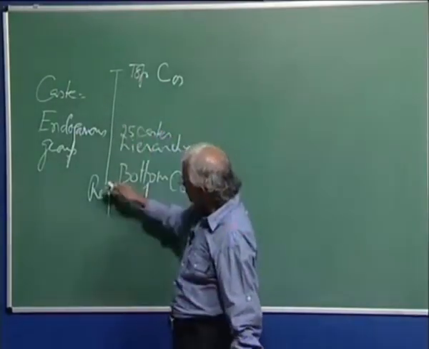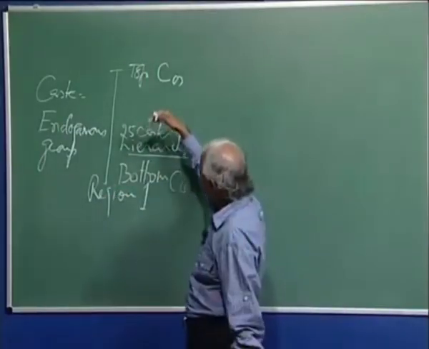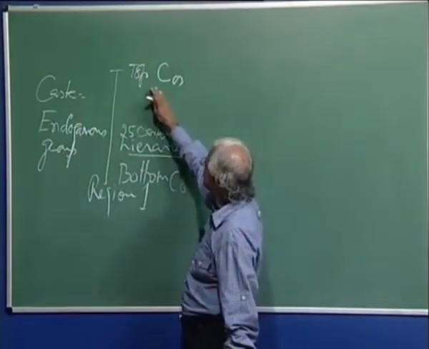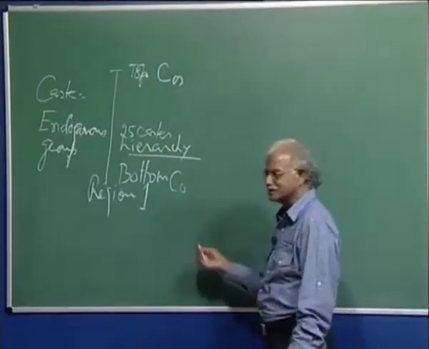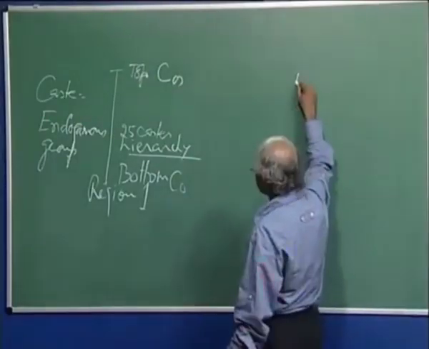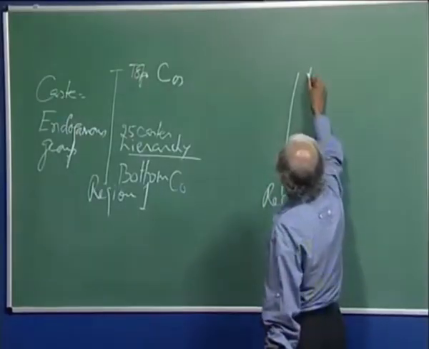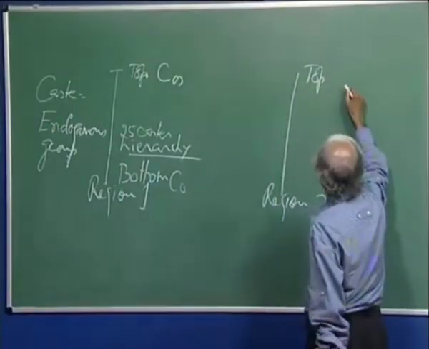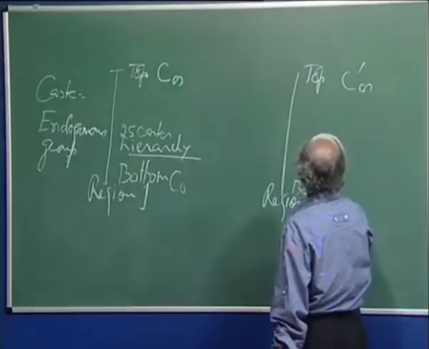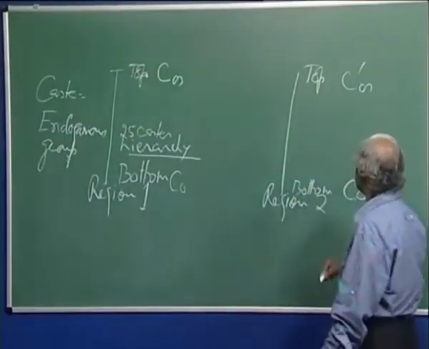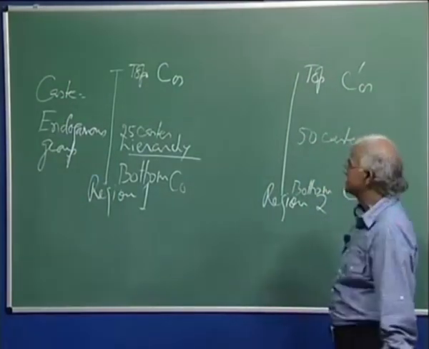You can arrange all the caste groups in region 1 in a hierarchical manner, meaning there are some castes which are above the other castes, and there is some caste which is at the top, say C infinity, and at the bottom C 0, to use algebraic expression. Now, there is another region, region 2, and here also there is a caste at the top, say C dash infinity, and a caste at the bottom, C 0 dash, and again in between there are 50 castes which are arranged hierarchically.